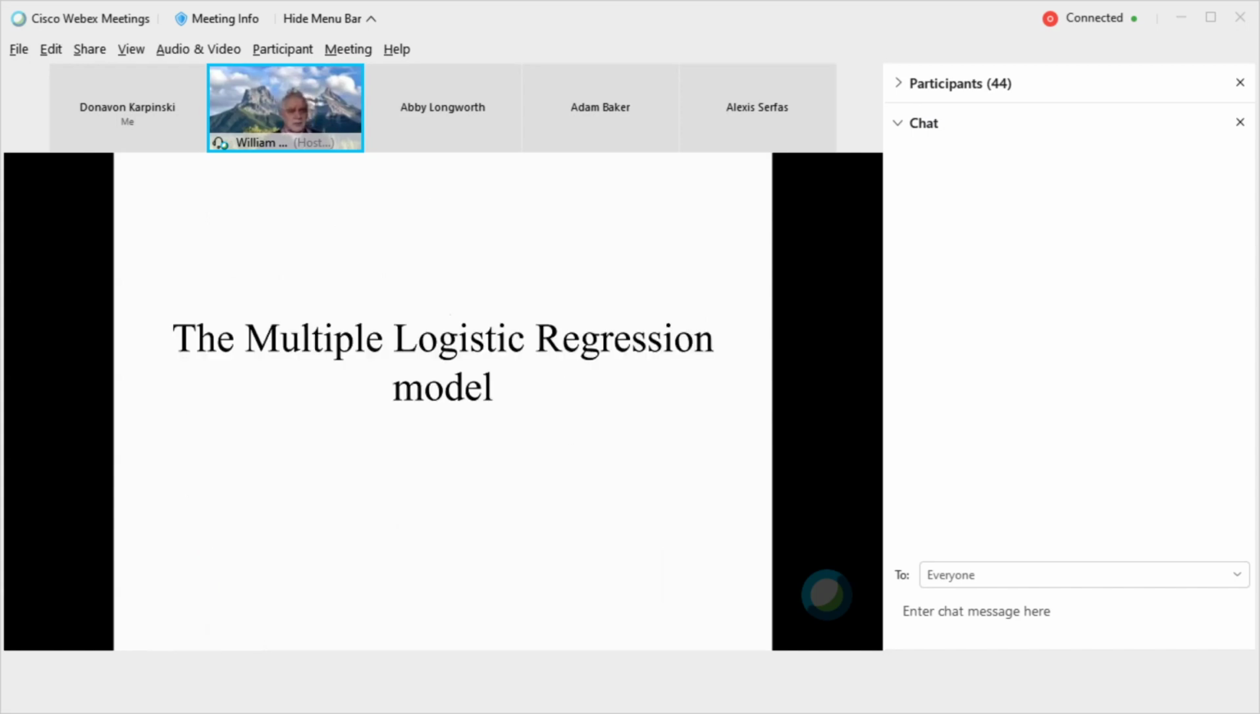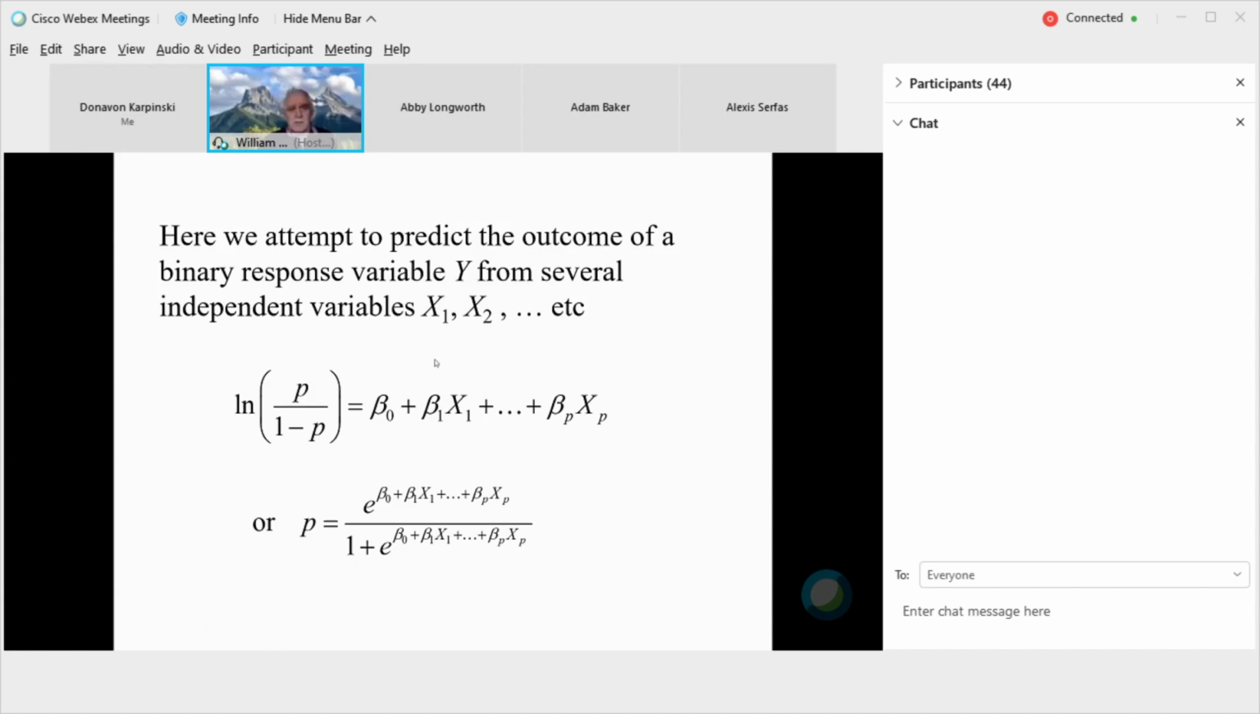The multiple logistic regression model. Here now we're going to try and predict the log odds ratio, log p over 1 minus p, not on the basis of one variable, but on the basis of several variables, x1, x2, up to xp. You can then solve this equation for p, and this is how it'll be related.